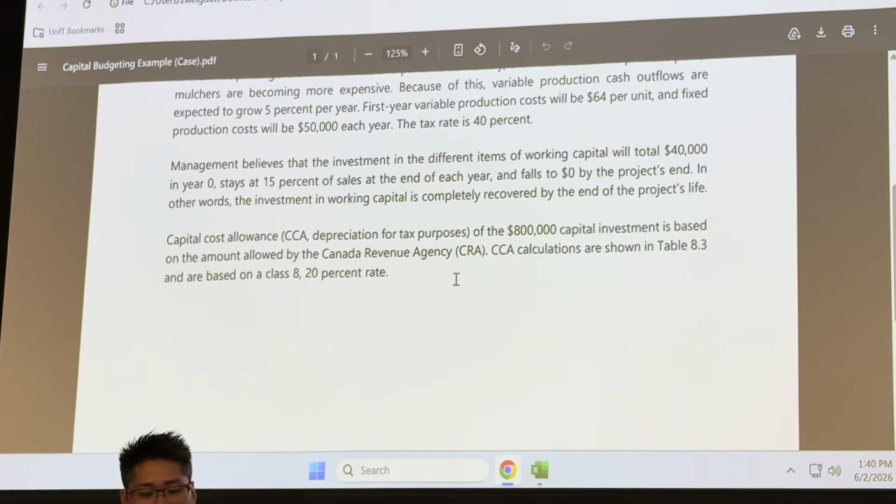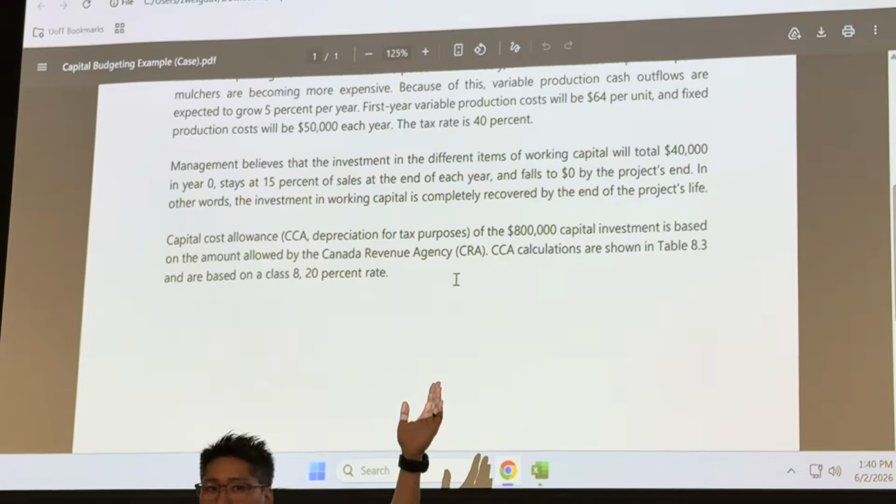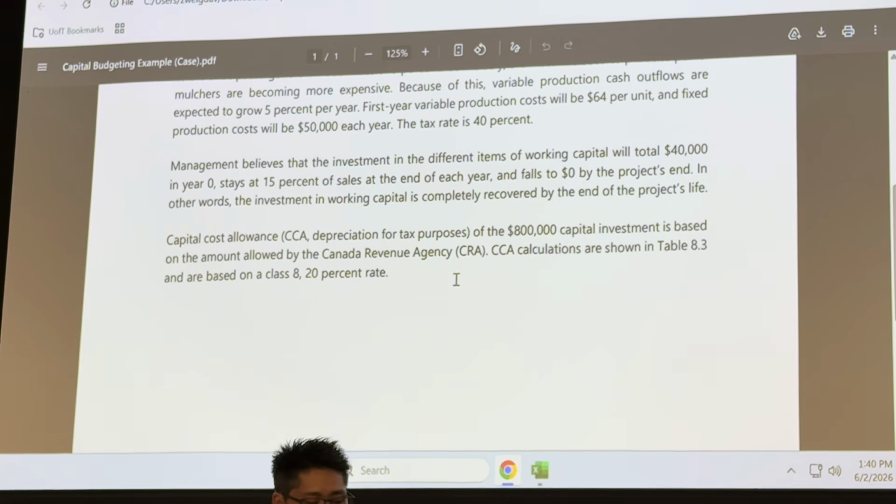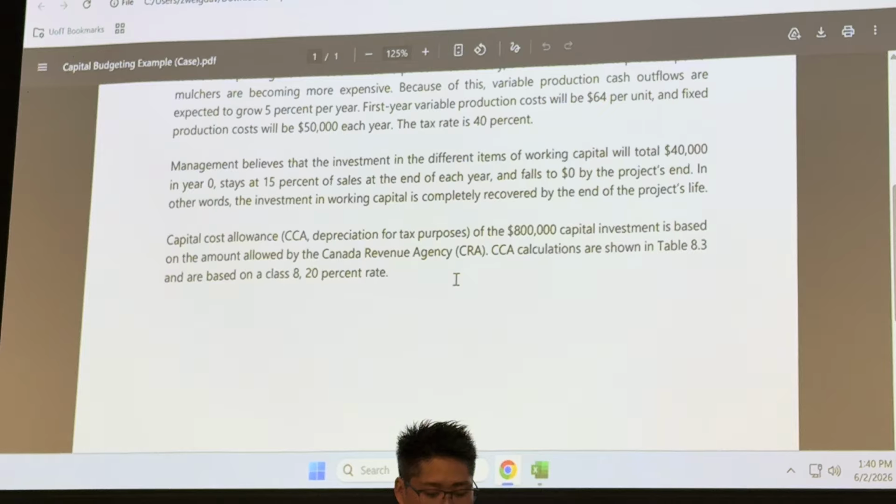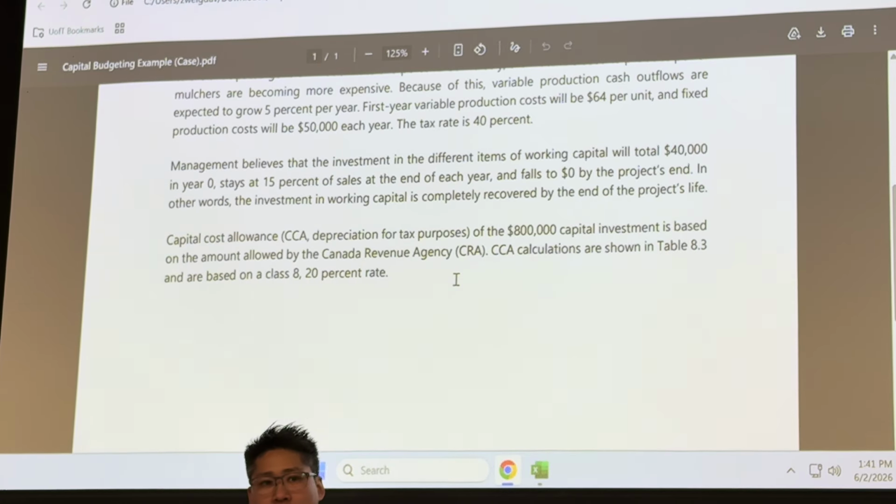So then every year is a rough estimation of 15% of sales. So you imagine, the higher the sales, the more energy, the more people you have to hire, the more raw material you have to buy. So in this case, they use the 15% of sales to estimate the amount they would cost for working capital. Okay? And at the end of the project's life, it falls to 0.